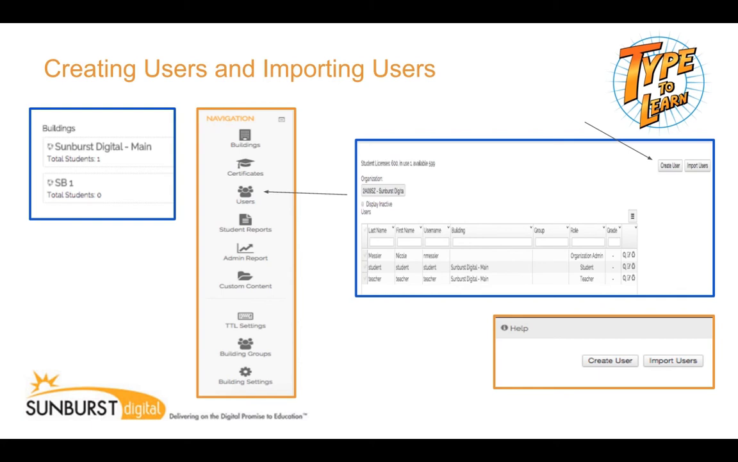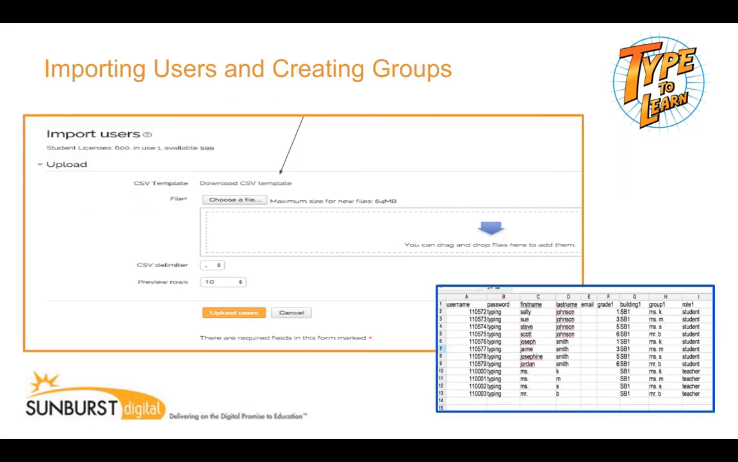Importing users is suggested for 5 or more users, whereas if you only need to add a couple users, you can click Create Users and enter each student manually. If you're going to be adding a large quantity, then the Import Users button is the best choice. On this screen, you'll be able to download a CSV template and create your CSV, and then upload your students.